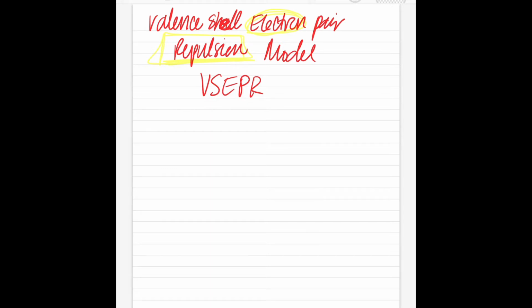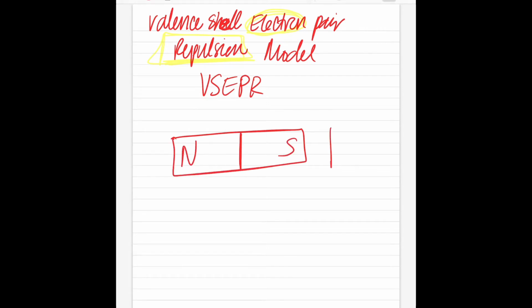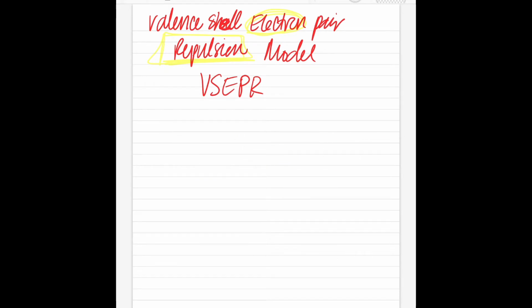Now, if you had a magnet with a north side and a south side, and you put another magnet over here with its south side facing, you know that when you try to put two like sides together, they're going to repel one another. It's the same kind of concept, okay?